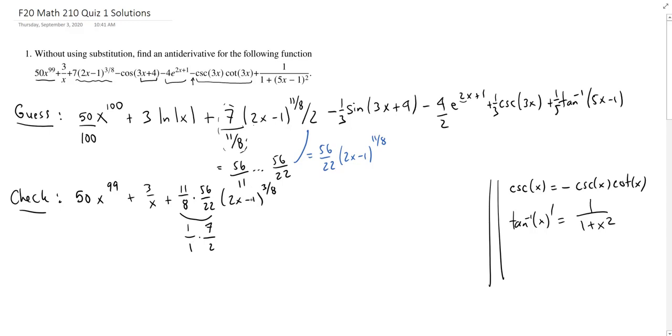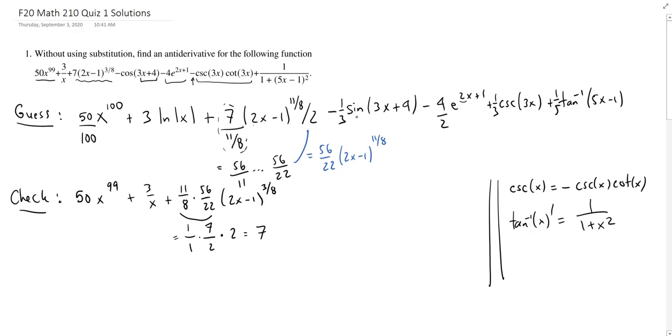Now, I have a 7/2 down here. What else has to happen though? Oh, right, I had to use the chain rule on this, so I have to multiply by another 2. That's going to cancel this 2 in the bottom, and I'm going to be left with a 7. So in total, I'll have 7 times 2x minus 1 to the 3/8 power. Hey, that's what we wanted.